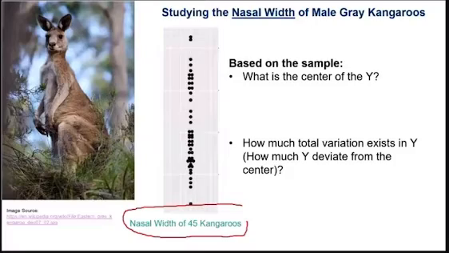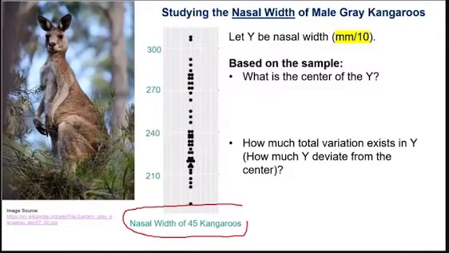Now, if you take a look at the plot that I have here, this is where I have a measure of each of the kangaroos. I measure the NASA weight, just like what I said. Now, I have 45 kangaroos, so I'm going to have 45 values of NASA weight. If you take a look at that, it actually varies, right? There's going to be variation, right?